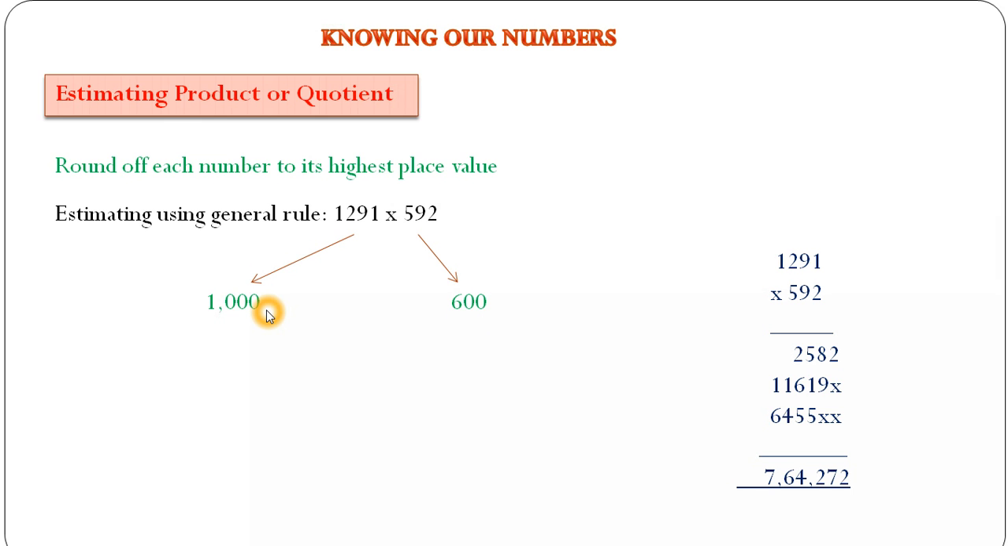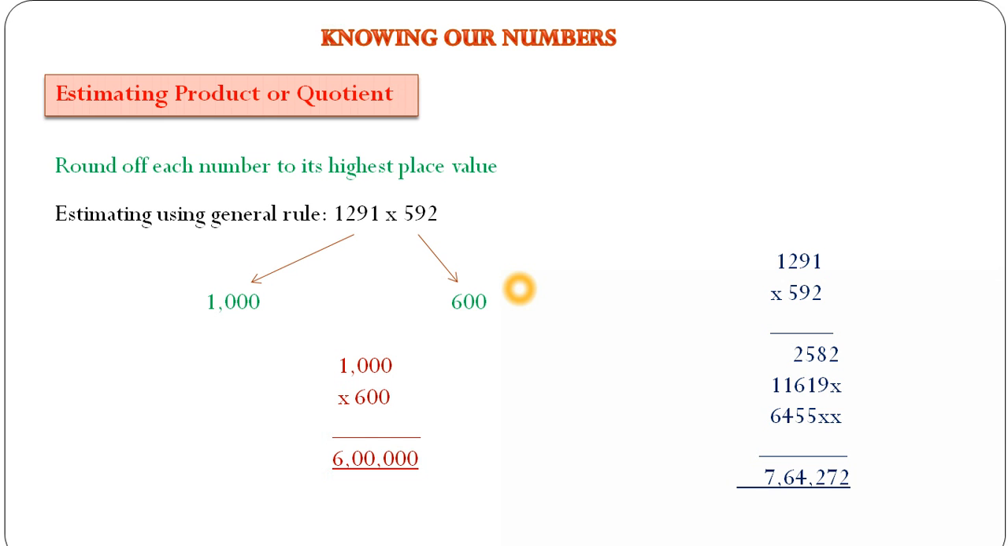Now we need to find the product. So 1000 multiplied by 600 will get 6 lakh. So students, this 7,64,272 is close to this number, 6 lakh. So this is how you can find the estimated product of the numbers.